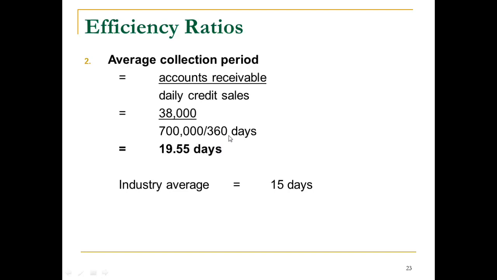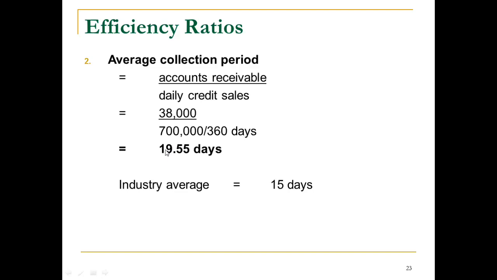Then you divide by 360 days. Okay, so we got 19.55 days. Industry average is 15 days. Then this company is actually having a problem of collecting their account receivable from their customers. So basically, the lower the number of days is better for the company's cash flow.